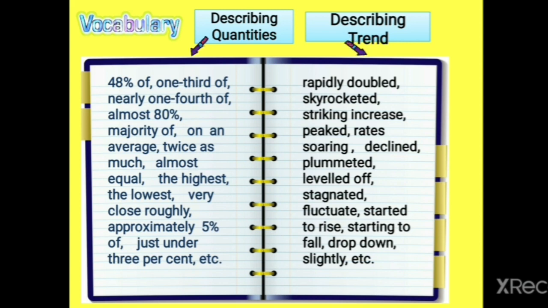Likewise, for describing trend, you can use vocabulary like rapidly doubled, the prices rapidly doubled in so and so year, skyrocketed, striking increase, peaked, soaring, declined, plummeted, leveled off, stagnated, fluctuated, started to rise, starting to fall, etc.